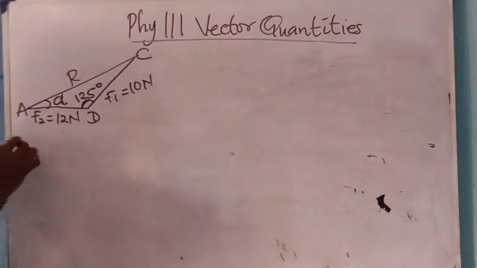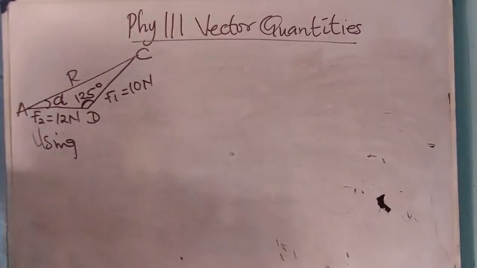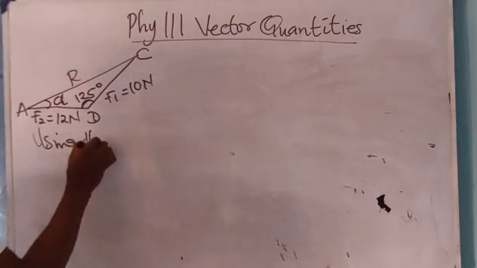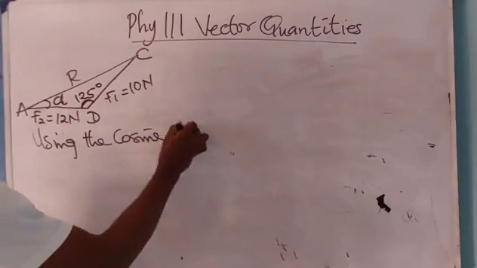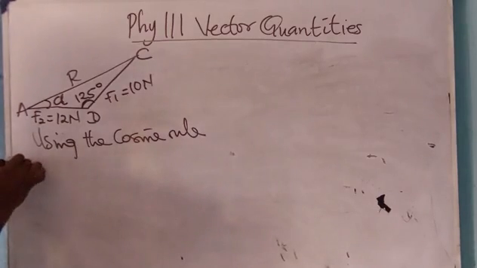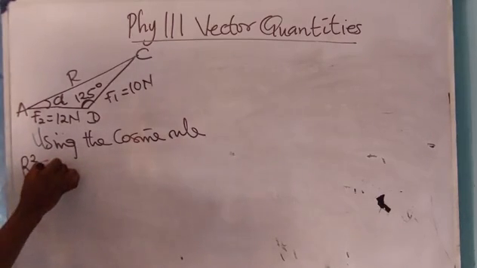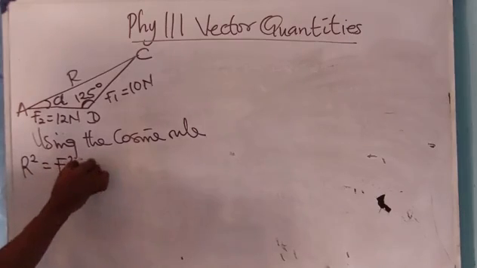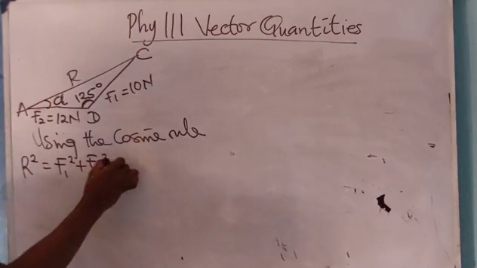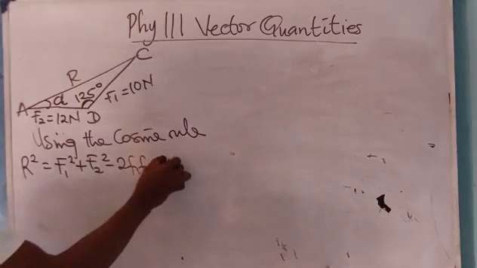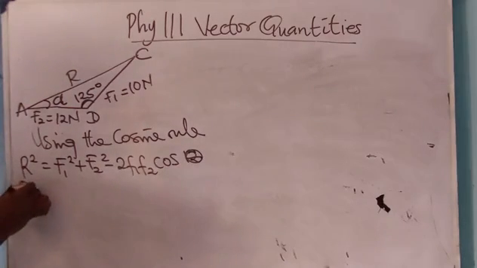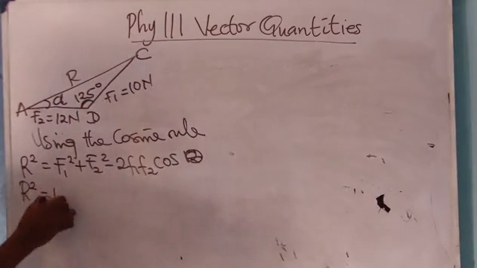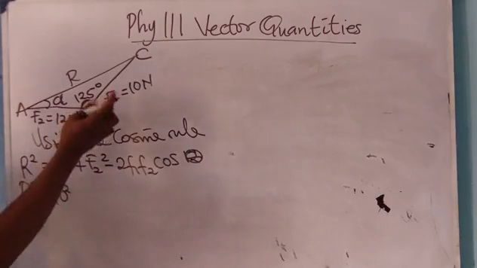Let's go. Now using the cosine rule, I have R squared equals what? F1 squared plus F2 squared minus 2 F1 F2 cos theta. Therefore, R squared, F1 is what? So you see 10 squared. 10 squared is what? 100.